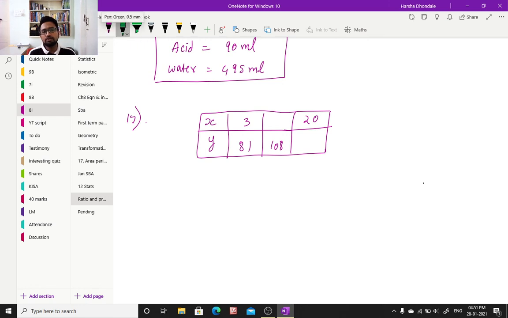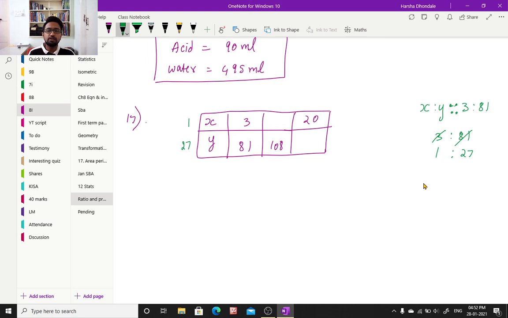So here we are making use of ratio and proportion again. That's all. I'll first reduce this 3 and 81. X is to y is in proportion with 3 is to 81. I would like to simplify this. I'm dividing both with 3. 3 divided by 3 gives me 1, and 81 divided by 3 gives me 27. So the basic ratio is 1 is to 27.